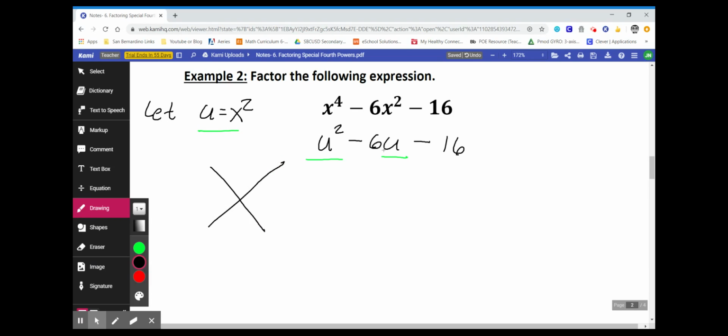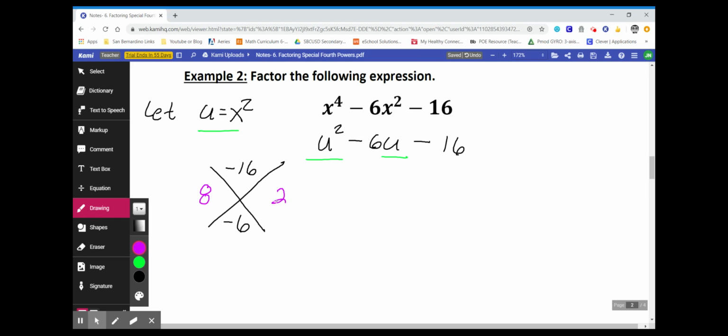I would draw a big X, multiply a times c, and put it on the top. In this case, I would put negative 16 on top because that would be 1 times negative 16. B, I would put on the bottom, which is negative 6. I want to figure out, okay, what are two numbers that multiply to the top but add to the bottom? Here, it would be 8 times 2, right? 8 times 2 would give you 16.